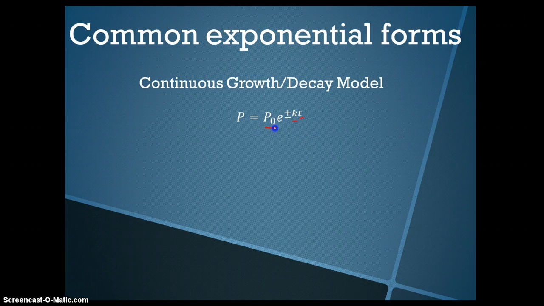The reason why we call this P0 or P naught is because that's our principal, the initial value. So whatever the substance or the value may be, that's where it starts. And then after a certain amount of time, we have our new value of our principal.